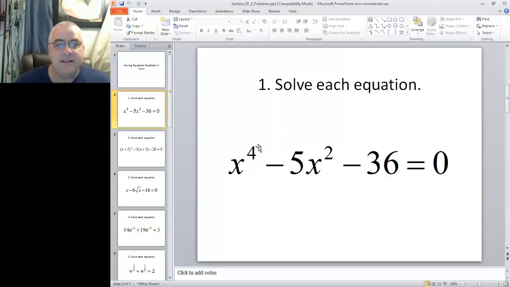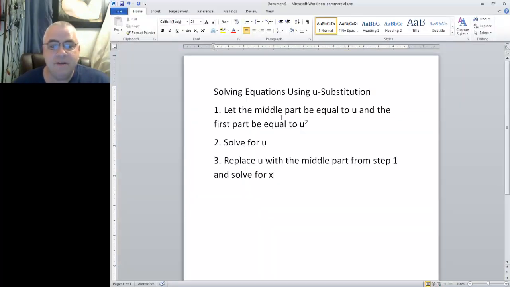I know that's pretty vague to say the middle part and the first part, but it really is that vague. It could be a term, could be a binomial, could be anything. So it's whatever's there.